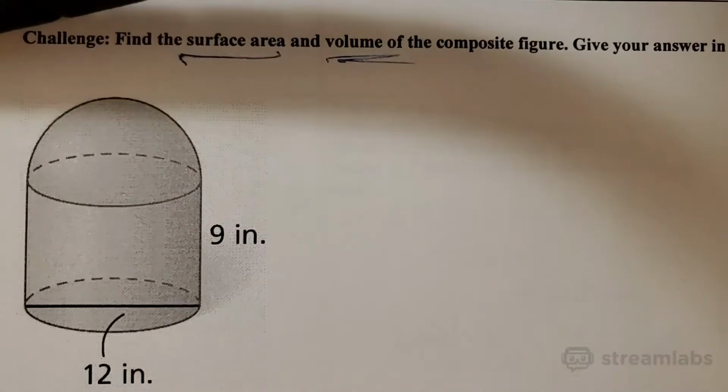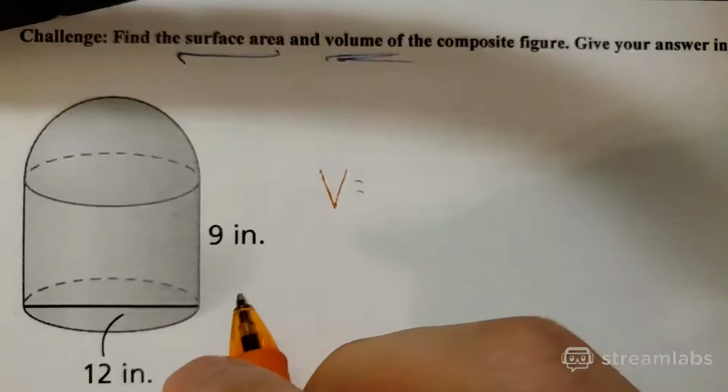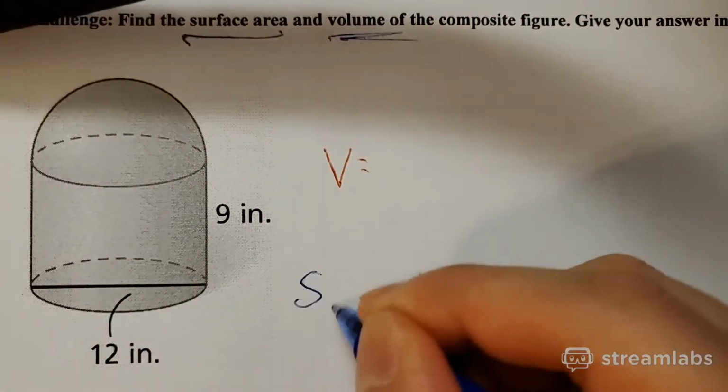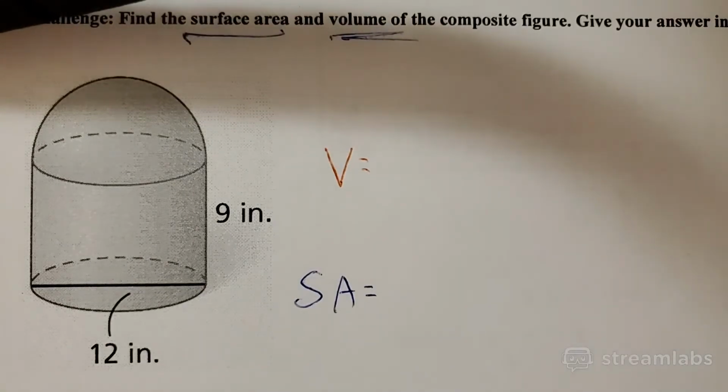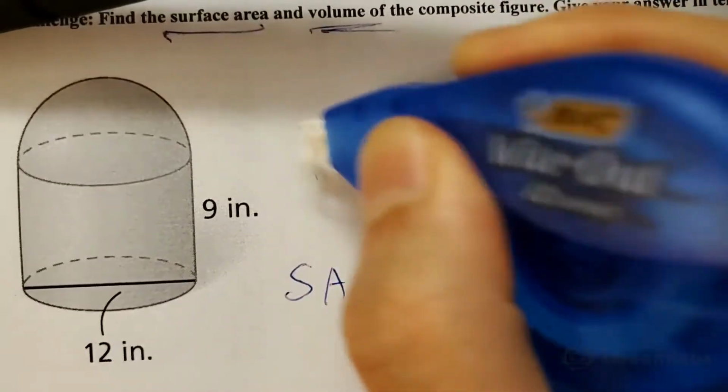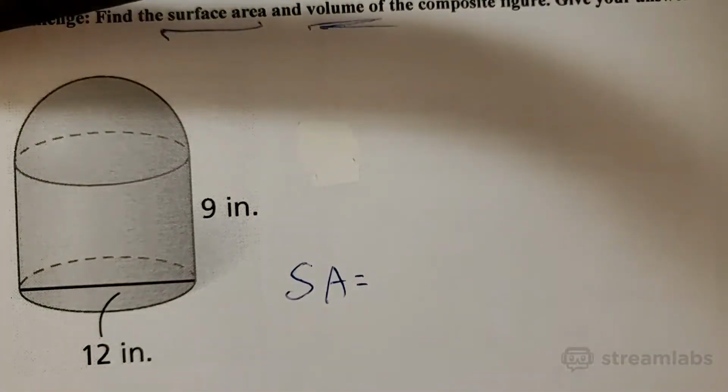And then tell me the volume and surface area together, okay? So I'll do the volume first, and then do the surface area. But you can do it in any order. Okay. I might need more room. Maybe I'll move it higher. I'll put the volume over here.